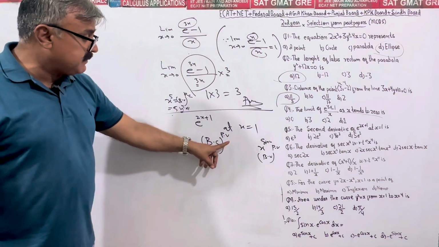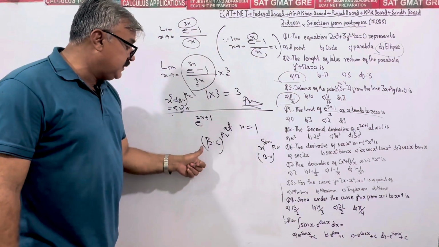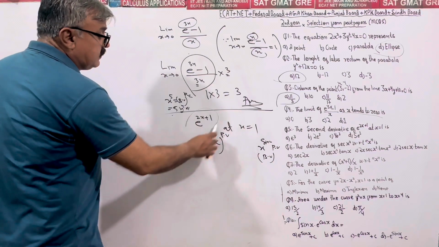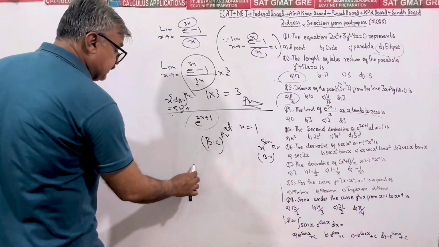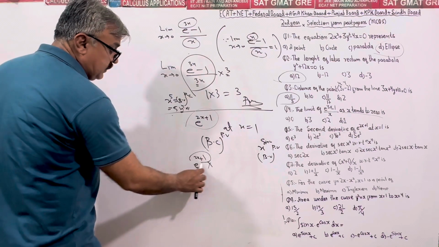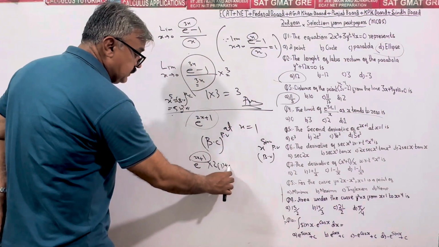Second case, base constant power variable. How to handle this? Let's see how to handle base constant power variable. Write it the same. We have to find its second derivative. Write it the same, e power 2x plus 1. Differentiate. What is the derivative of the power? 2 times x plus 1, derivative of which is 0.